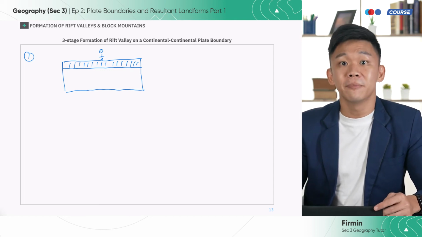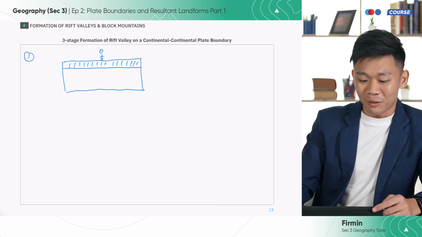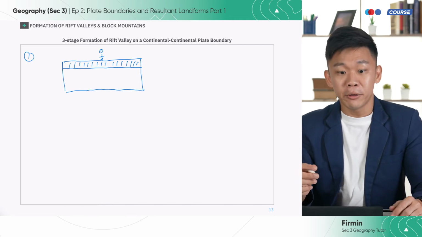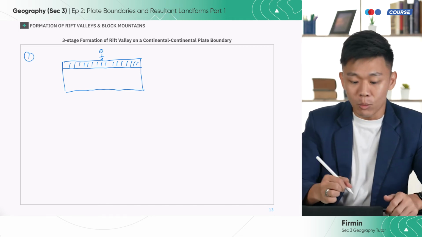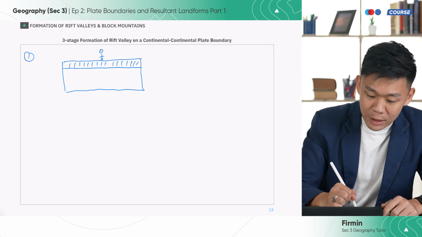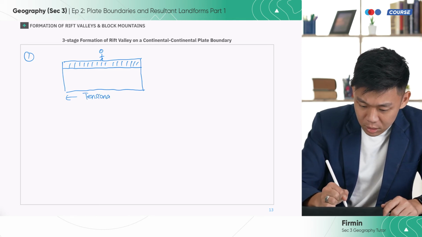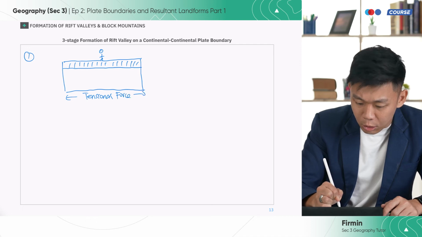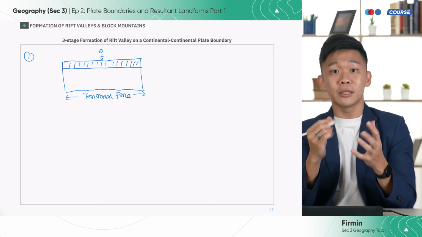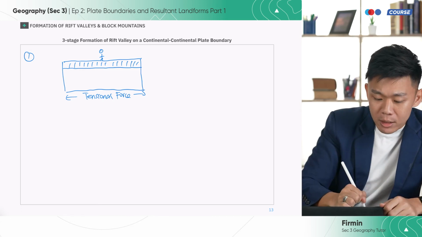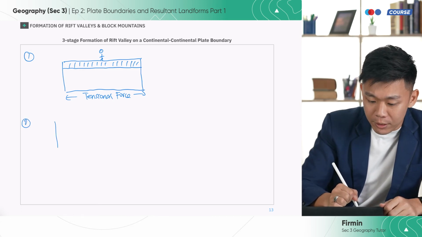So with a piece of continental crust, remember when we talked about divergence, what kind of force is there? Tensional force. So there's tensional force on the crust. It's pulling. With repeated pull, what happens?